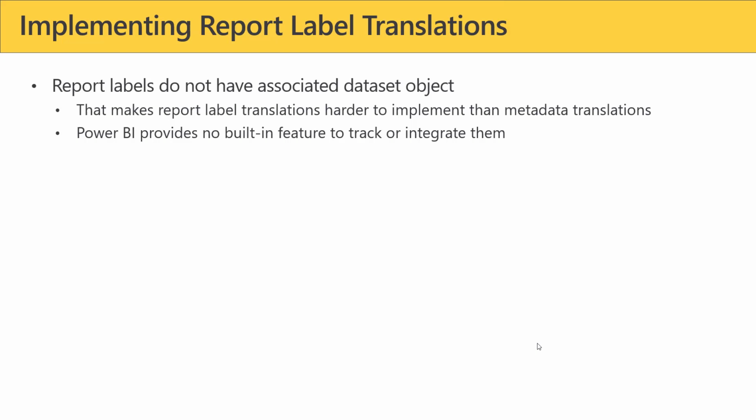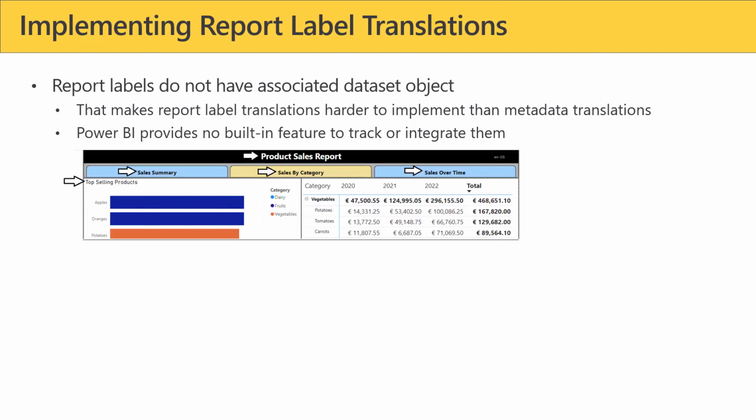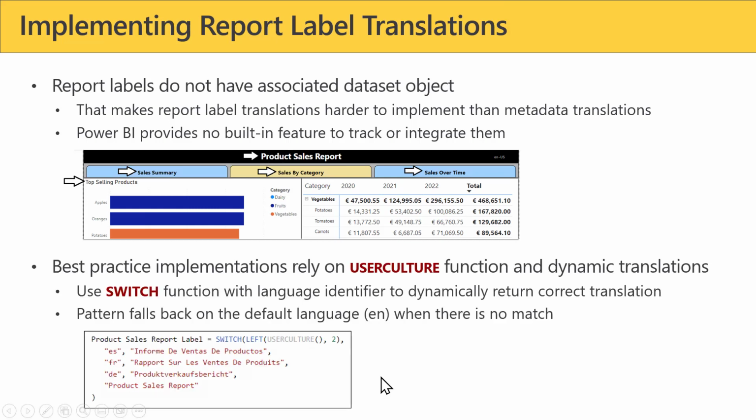Now, the issue is that report labels don't have an associated data set object. So we don't have any type of feature that's built into Power BI to either track report label translations or to surface them on a report page. Examples are things like report titles and the captions of the buttons in our navigation menu. And then sometimes, unfortunately, someone hard codes a text value into the title of a visual, and that isn't localizable as well.